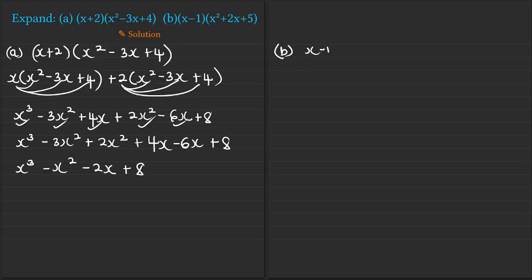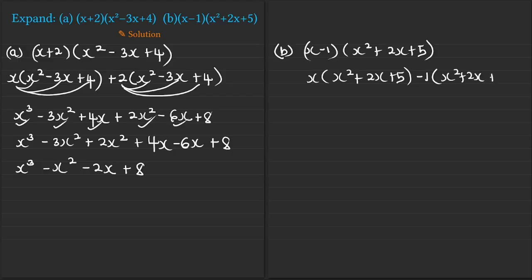We have our x minus 1 multiplying x squared plus 2x plus 5. So with that, the x multiplies everything we have in this bracket, so that we say we have our x into bracket x squared plus 2x plus 5. The negative 1 also does the same. So negative 1 into bracket x squared plus 2x then plus 5. So with that, we distribute x over this bracket and distribute negative 1 also over this bracket.